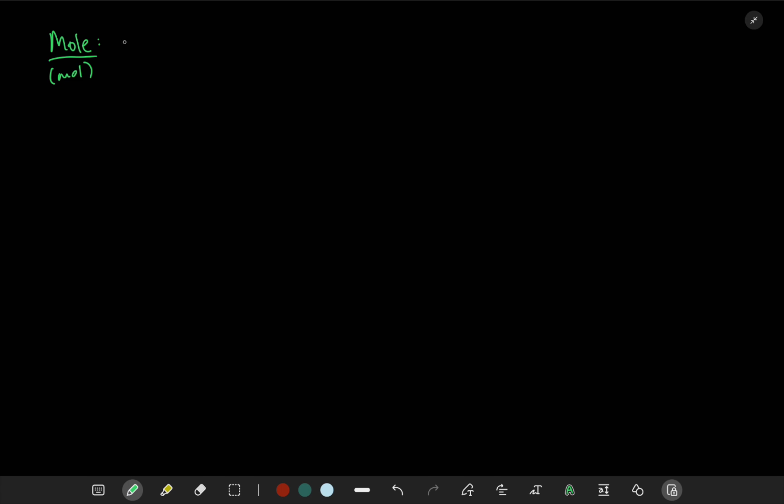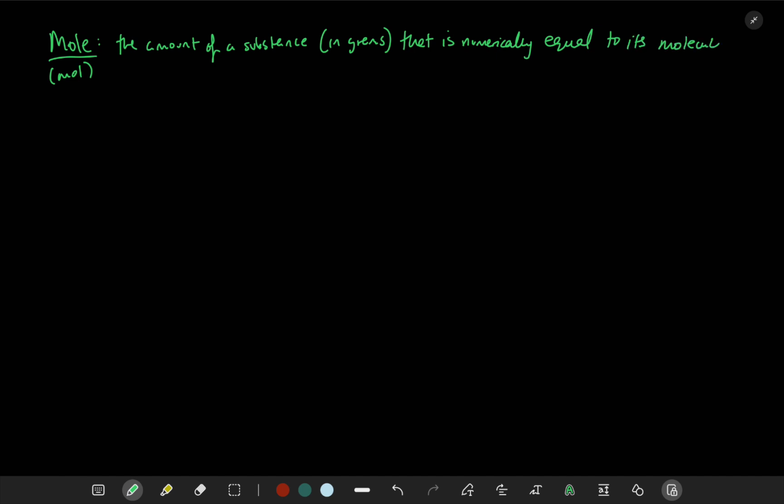Okay, so let's write that down. So it's the amount of a substance in grams that is numerically equal to its molecular weight. Okay, so let's look at a few examples here. So what do we mean by mole?